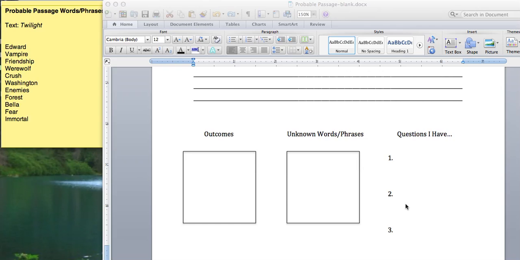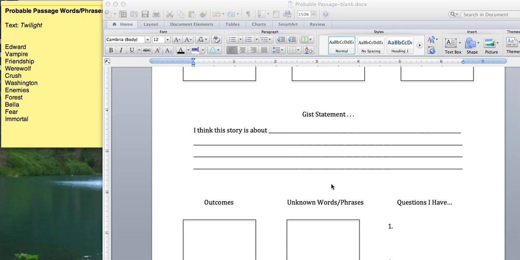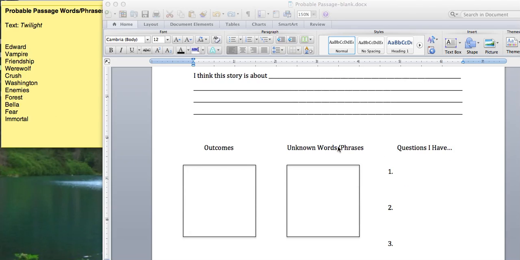And then as they read later on, I'll have them use the back of the sheet to maybe rewrite some of their predictions and say, okay, we've gotten halfway through the text. What do you think it's about now, or how do you predict it might end? Questions like that. We also will move terms around. So let's say they put friendship as an outcome, but really we find out that friendship is part of the problem.